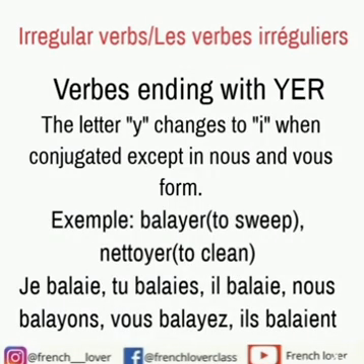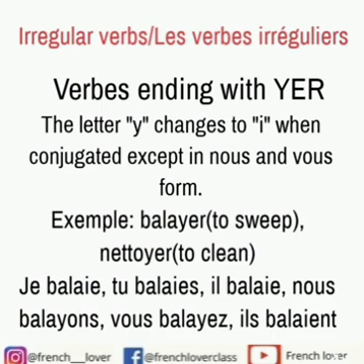The next verbs are those ending with YER. For verbs ending with YER, the Y changes to the letter I when conjugated, except in front of nous and vous, that's the first person plural and second person plural. So the Y will change to an I.